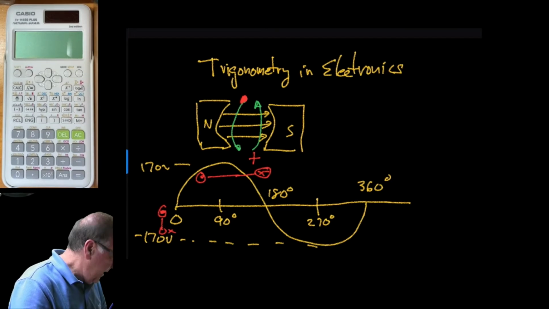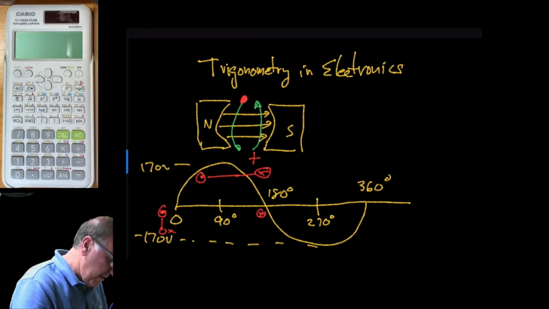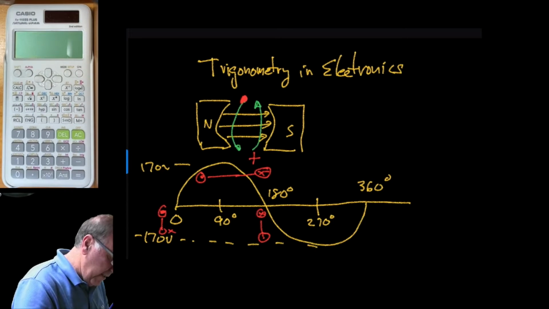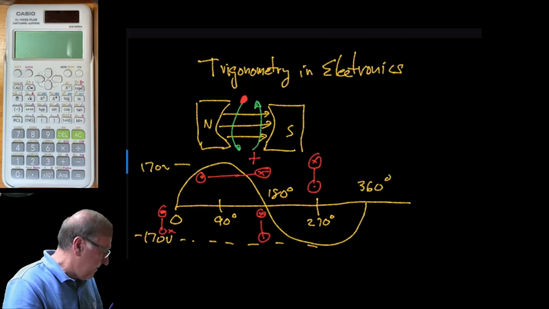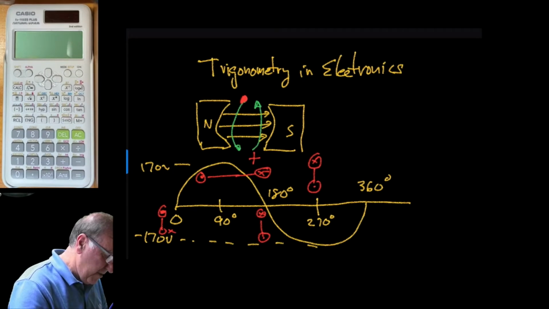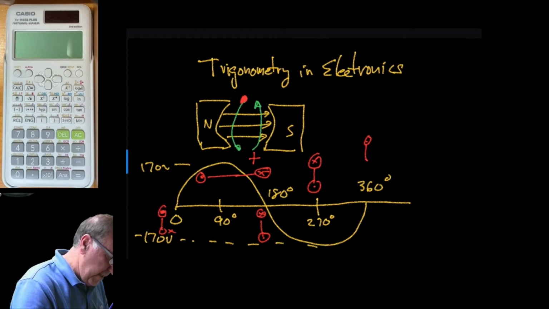At 180, we'll have the X, and then the dot this way. At 270, it would be the X, and the dot would be in that direction. And finally, at 360, it would be the same as 0 again, right? So the dot would be that way, and the X would be this way.